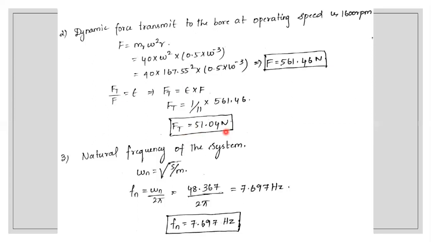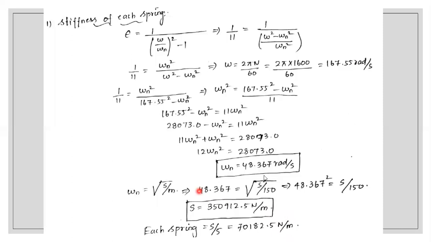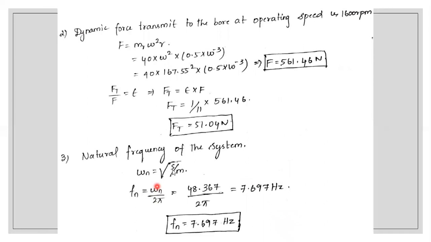Last but not least, we need to determine the natural frequency of the system. Omega n is equal to root of s by m, and we know that frequency is equal to omega n by 2 pi. We already calculated omega n as 48.367, so we can use it directly, no need to write the stiffness and mass values. Just divide omega n by 2 pi, and the natural frequency of the system will be 7.697 Hz. Once we round off, it's 7.7 Hz.